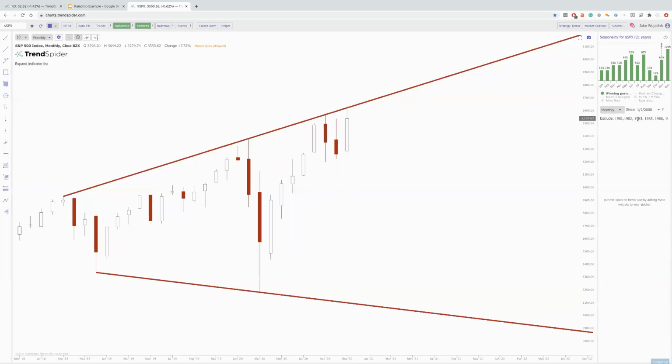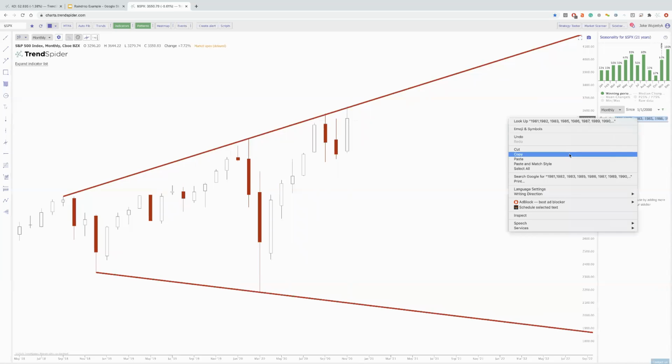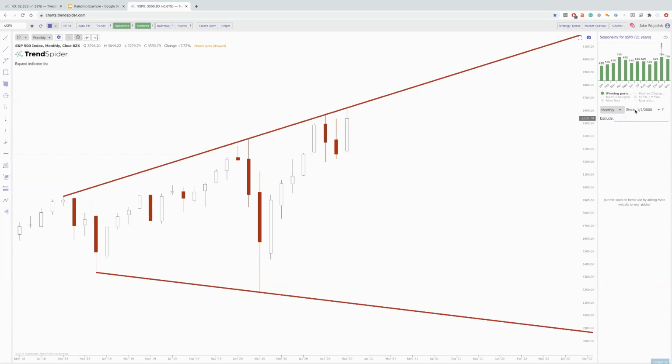You'll see here I've put in a filter. So let me just copy that, get rid of it. If we're just looking at the last 20 years of data, this is how the S&P 500 has done on a month-to-month basis. So these percentages, for November, it says 76%. That means over the last 21 years, 76% of Novembers have closed green compared to the month of October.